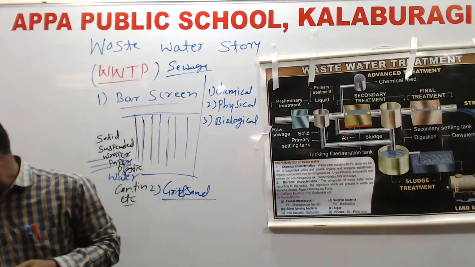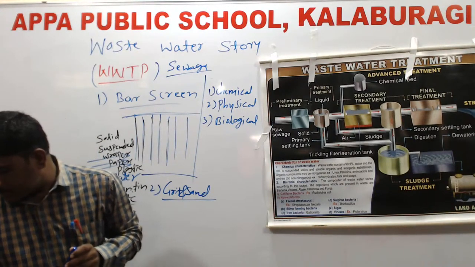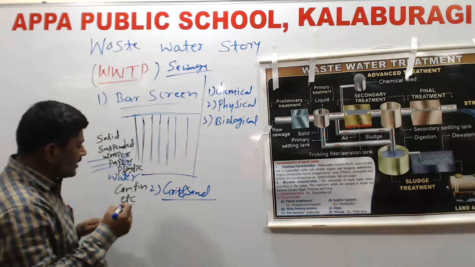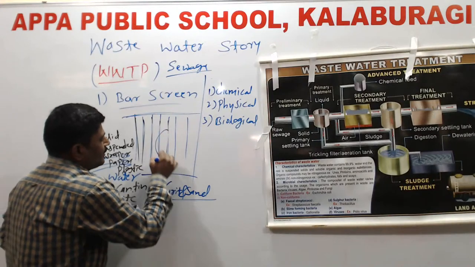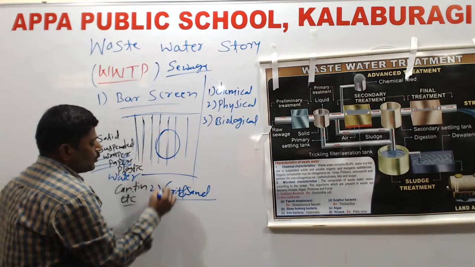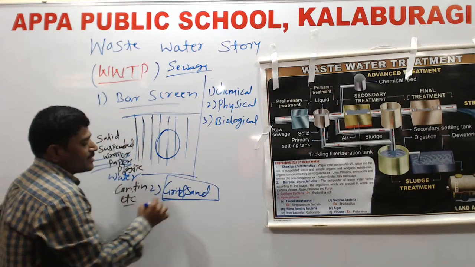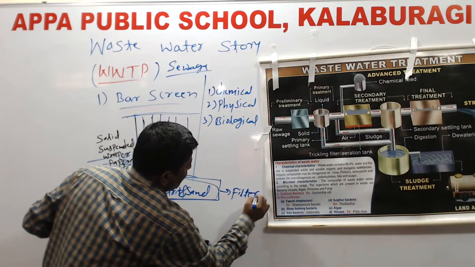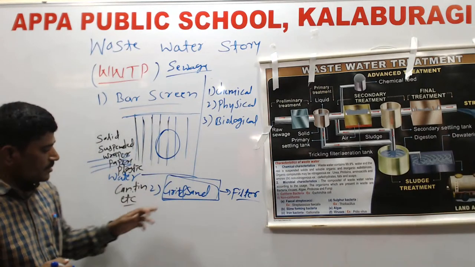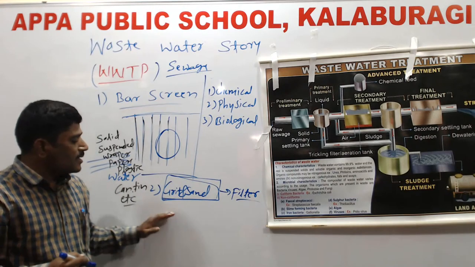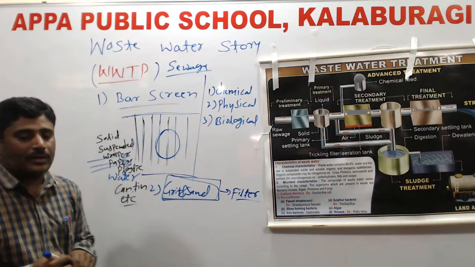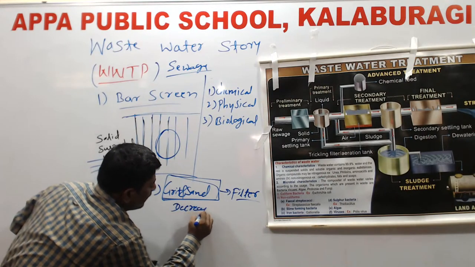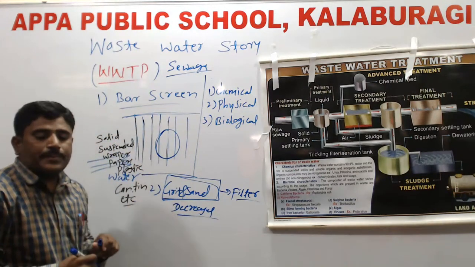Okay, the grit and sand method, the second method. As soon as we complete the bar screen, the next step is the water grit and sand method. Here we are going to filter the water through the grit and sand, and we decrease the speed of water here.